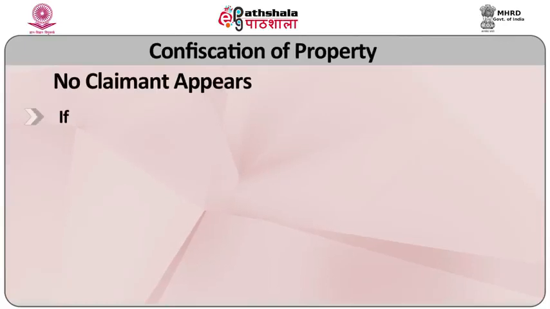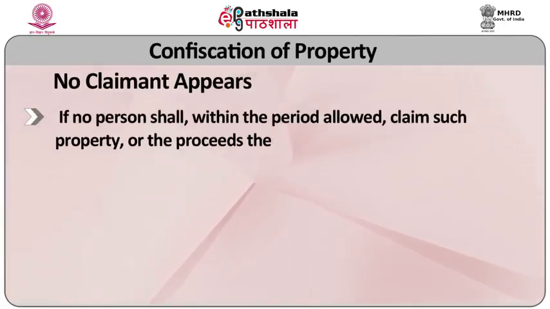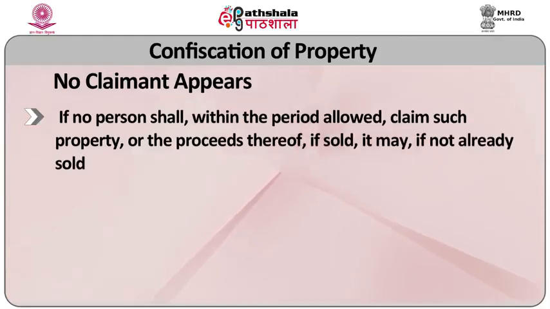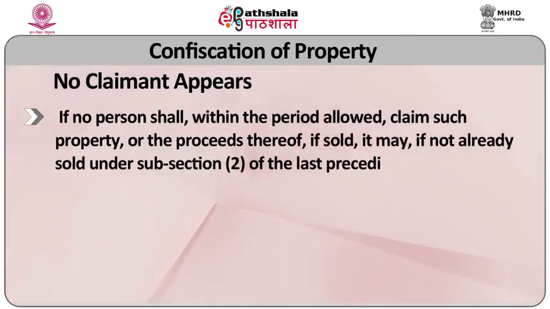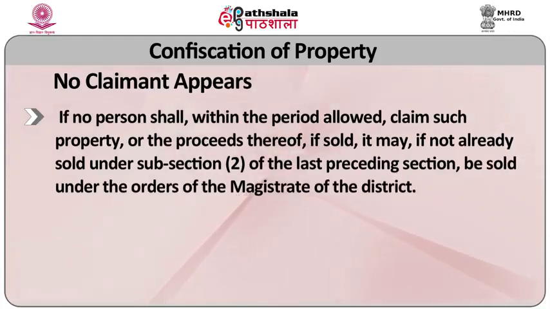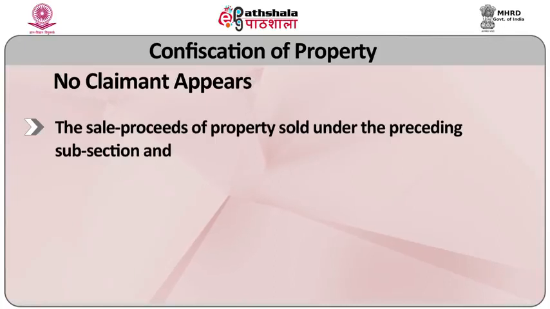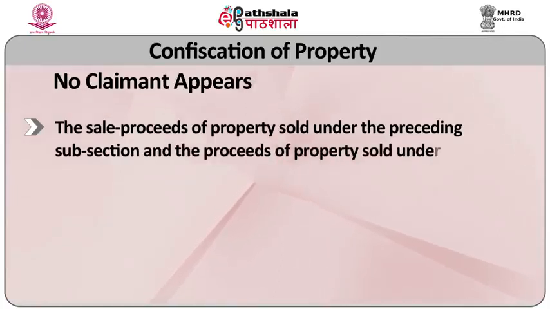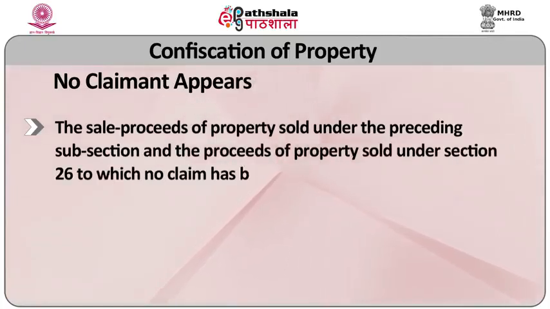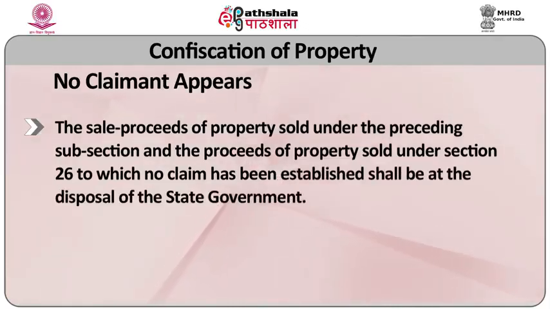Regarding confiscation of property if no claimant appears. If no person shall within the period allowed claim such property or the proceeds thereof, if sold, it may, if not already sold under subsection 2 of the last preceding section, be sold under the orders of the magistrate of the district. The sale proceeds of property sold under the preceding subsection and the proceeds of the property sold under section 26 to which no claim has been established shall be at the disposal of the state government.